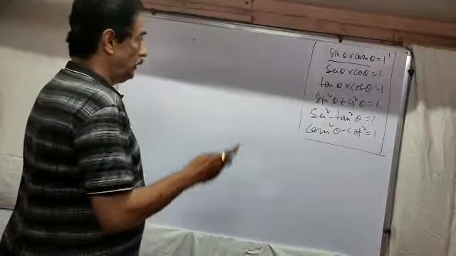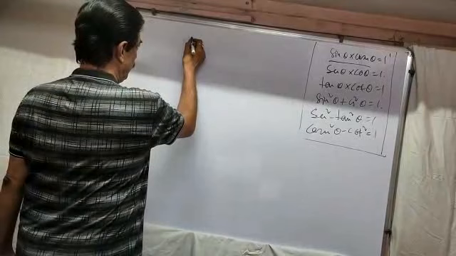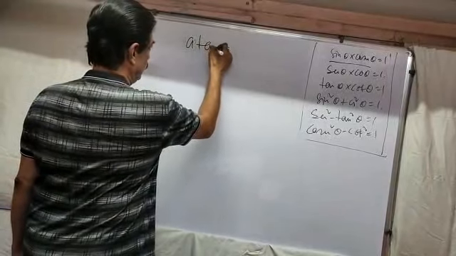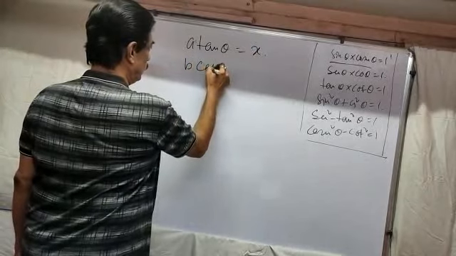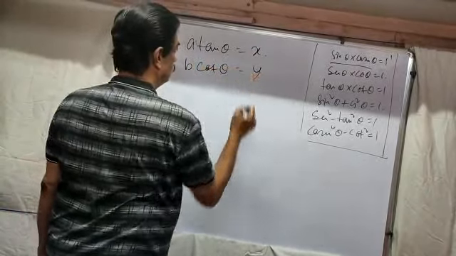Next pattern, say they are giving a tan theta equal to x, b cot theta equal to y.